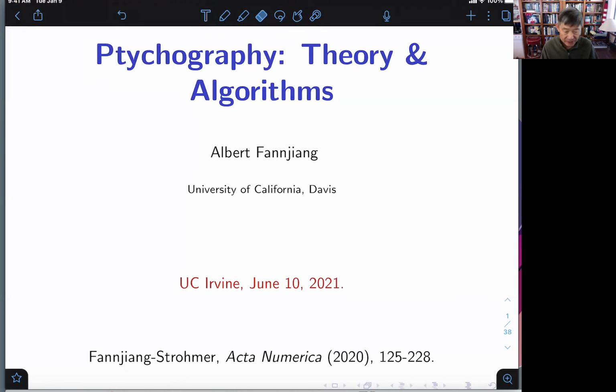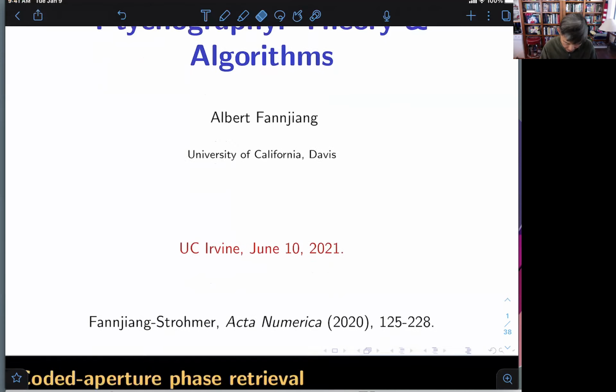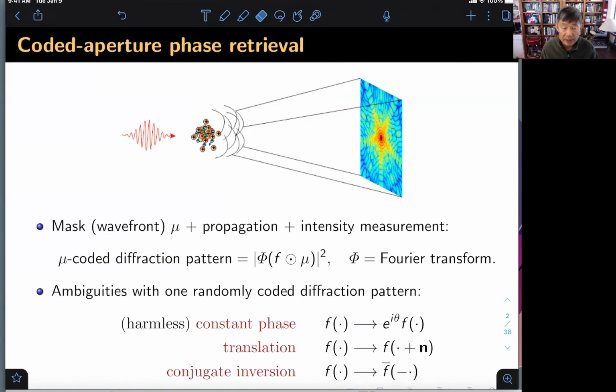So giving me an opportunity to talk about some of the things I did and other people did in the last few years. Most of the talk is actually taking out a chapter from the review article that I wrote with my colleague, Thomas Strohmer. So most of the material, you can find it there in that one place.